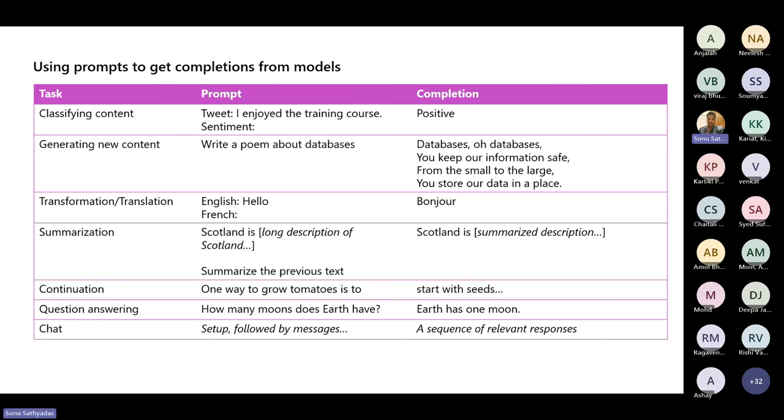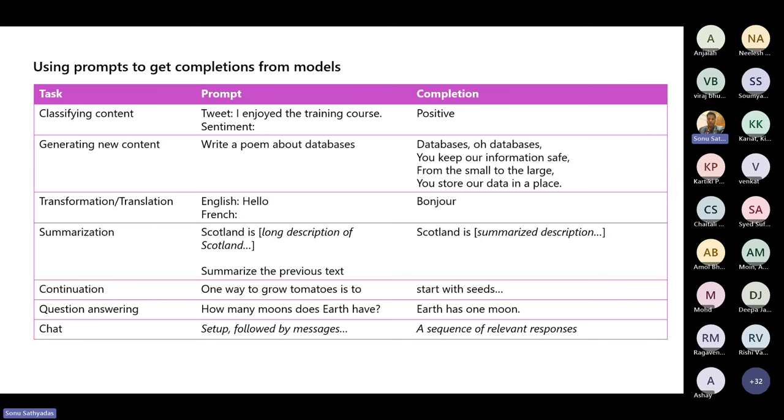For summarization, you can specify "Scotland is," and then give a long description about Scotland. So it may be a very lengthy paragraph, and you have to summarize this text. So you can say, summarize the previous text. And the result will be "Scotland is," and a summarized description. It will give a short description about Scotland.